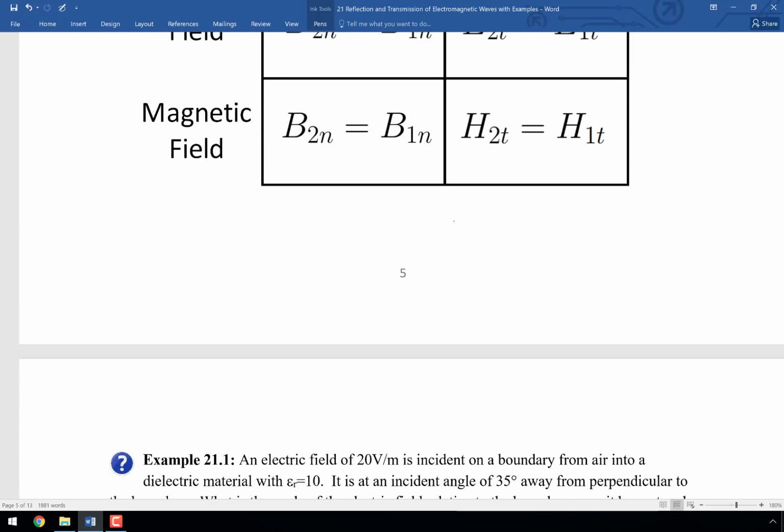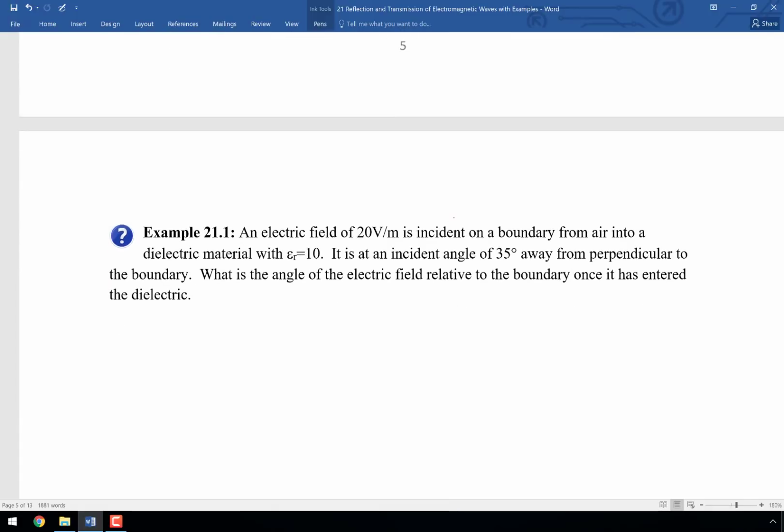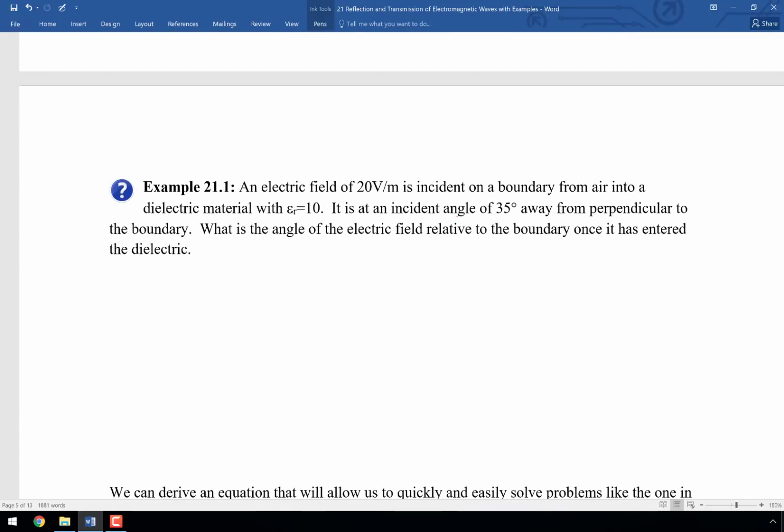So an electric field of 20 volts per meter is incident on a boundary from air into a dielectric material with epsilon r equals 10. Let me try to draw a picture here just to give you a concrete feeling for this. Over here I have epsilon r equals 1 because that's air, and over here epsilon r equals 10. And it is incident at an angle of 35 degrees away from perpendicular to the boundary. So I'm going to draw a perpendicular line to the boundary here, and the incident wave is coming in 35 degrees away from that.